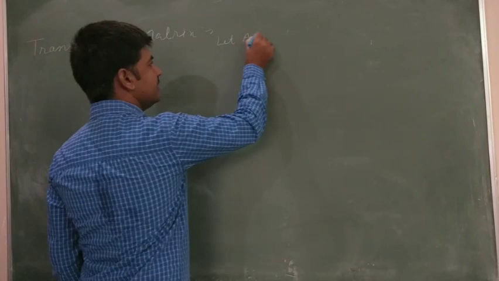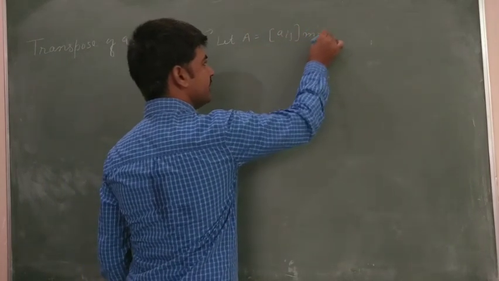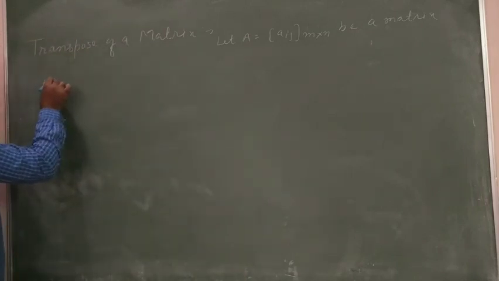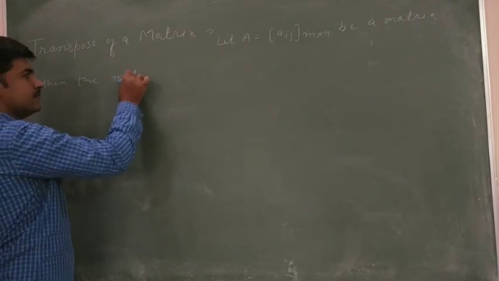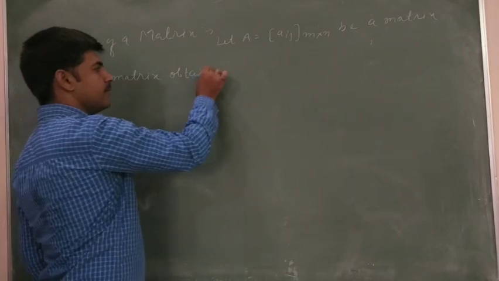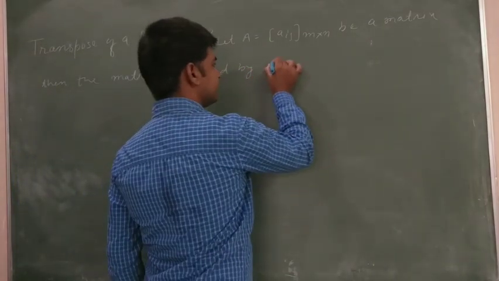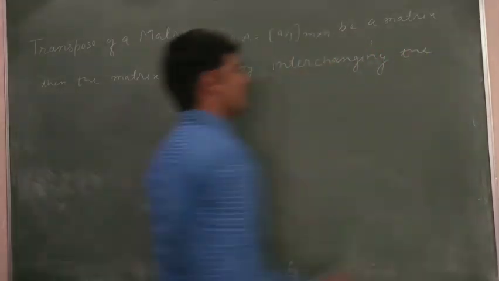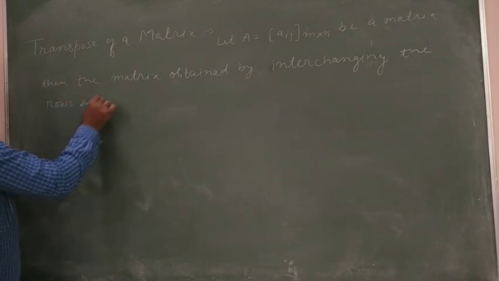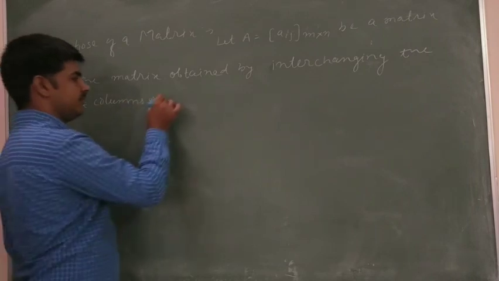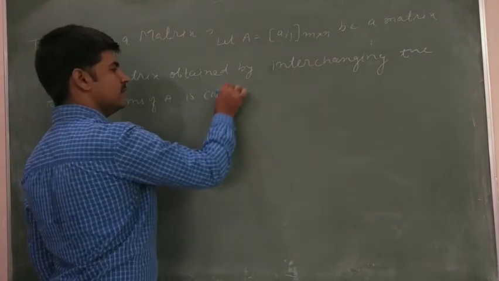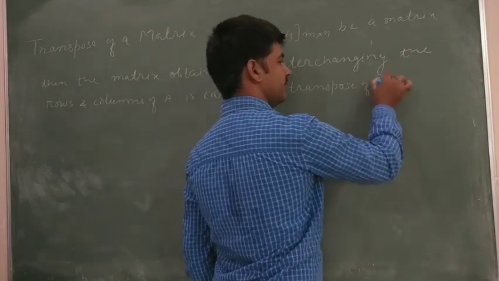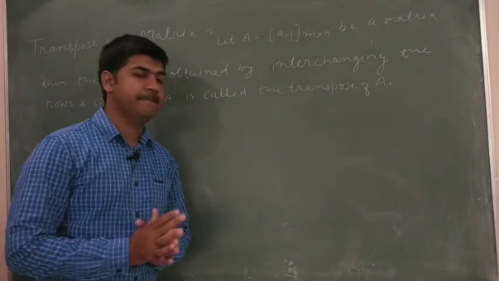Let A = [aij] of order m by n be a matrix, then the matrix obtained by interchanging the rows and columns of A is called the transpose of A.